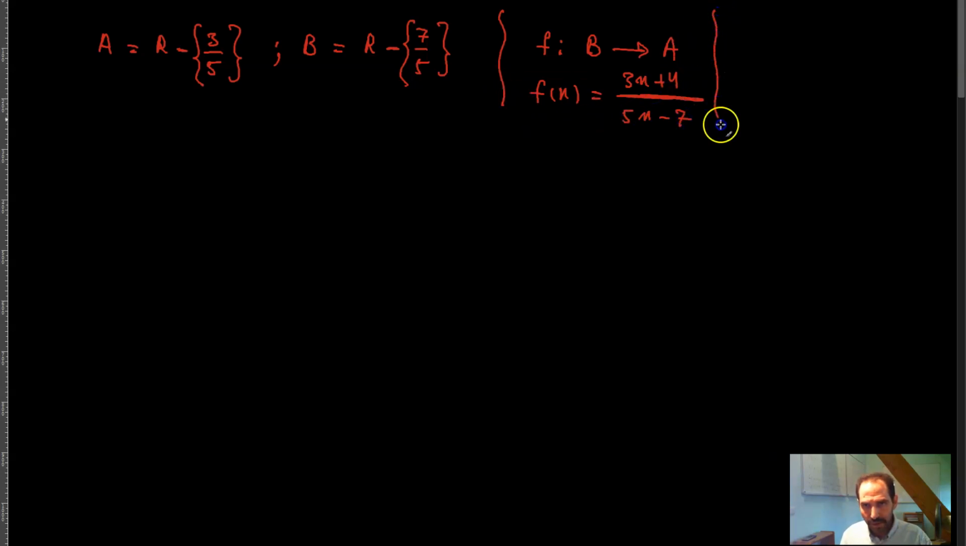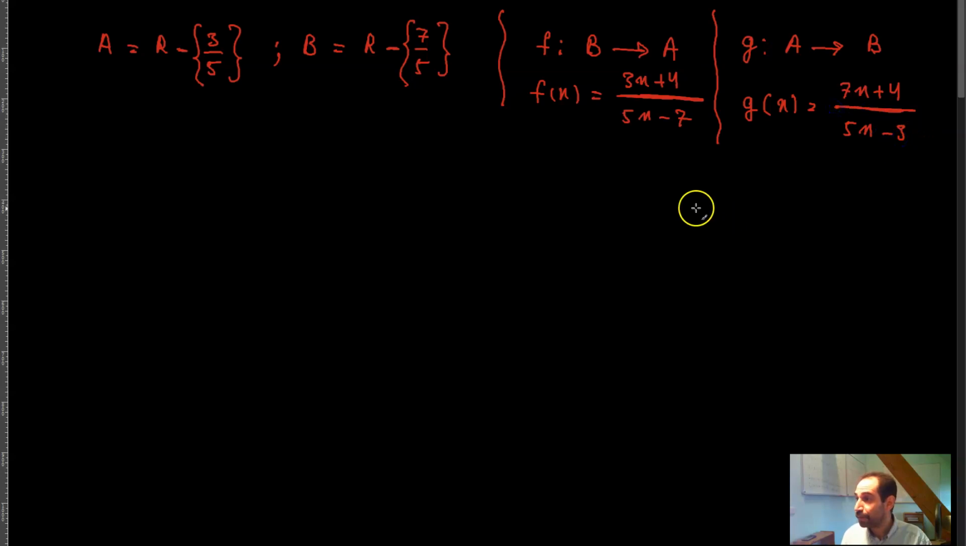This is function f. I have another function here, function g, which goes from R minus 3/5, which is A, to R minus 7/5, which is B, from A to B. It is defined by g of x equals 7x plus 4 over 5x minus 3. That is the situation that we have.